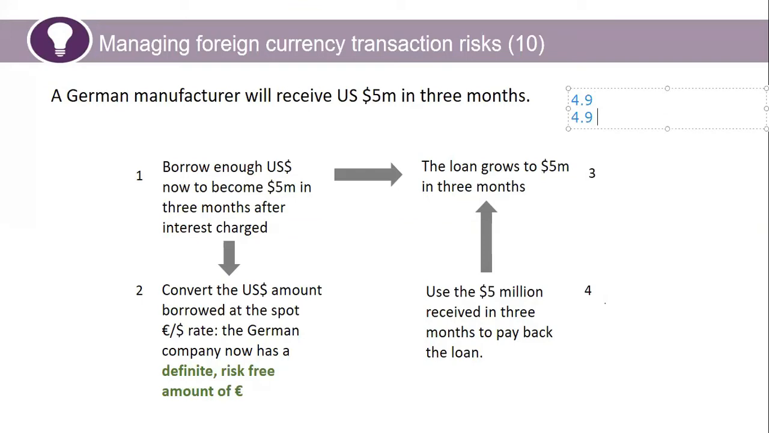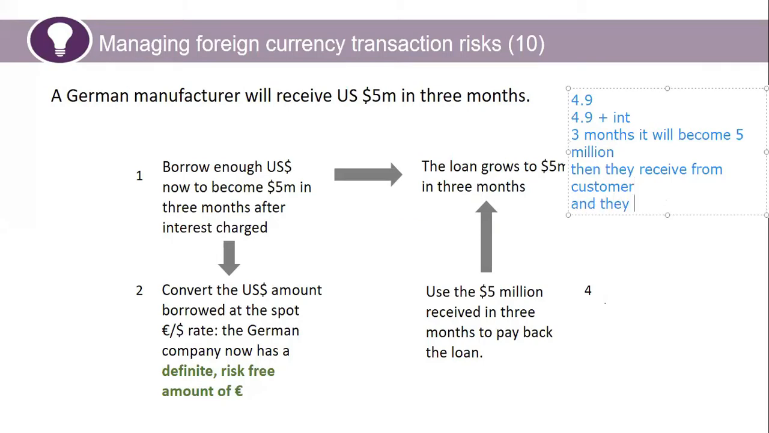This 4.9 million plus interest will become 5 million in 3 months. Then they receive 5 million from the customer and they pay the bank. I just got my money in advance. I'm a German company. I know that I have to receive 5 million after 3 months. What will happen to euros in 3 months? I don't know. So I go to the bank and I take a loan, for example, 4.9 million. I know that after 3 months the bank will charge me interest, and this 4.9 million will ultimately, in 3 months' time, become 5 million. And in 3 months, my customer will give me 5 million. I'll take the 5 million and give it to the bank.